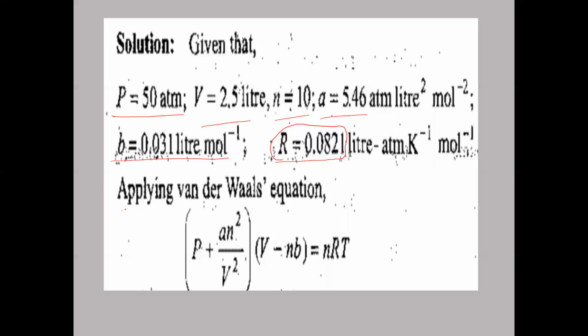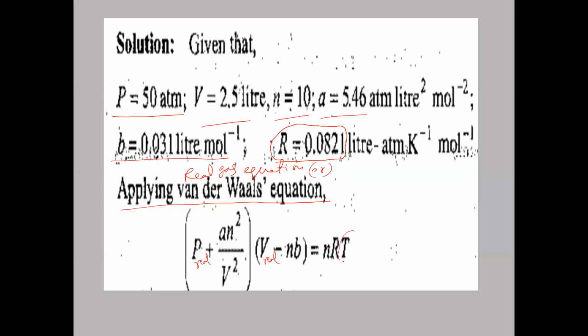Next, applying the real gas equation. The real gas equation and Van der Waals equation are both the same. The real gas equation is also called the Van der Waals equation. So by using this, pressure of real gas plus an squared by V squared, that is pressure correction, into V of real gas minus nb, nb is the volume correction, is equal to nRT.